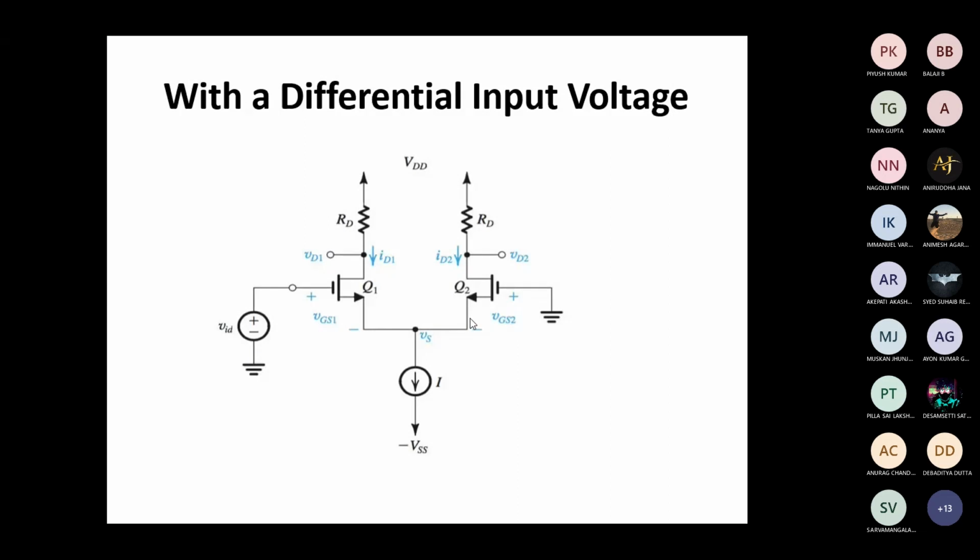Now let us see, based on this VID, how the drain currents are going to change, and based on that, how VD1 and VD2 are going to change.